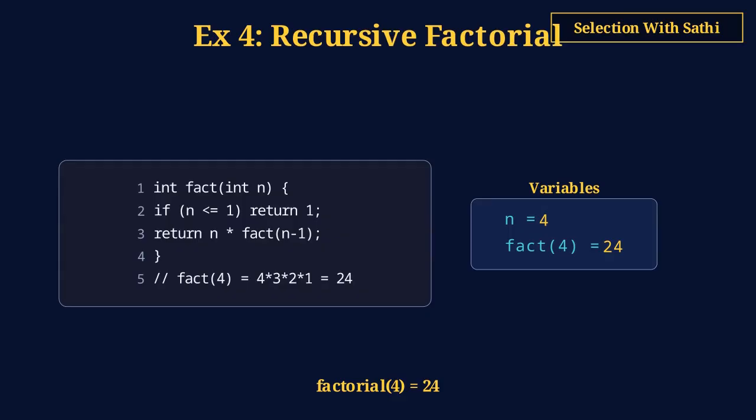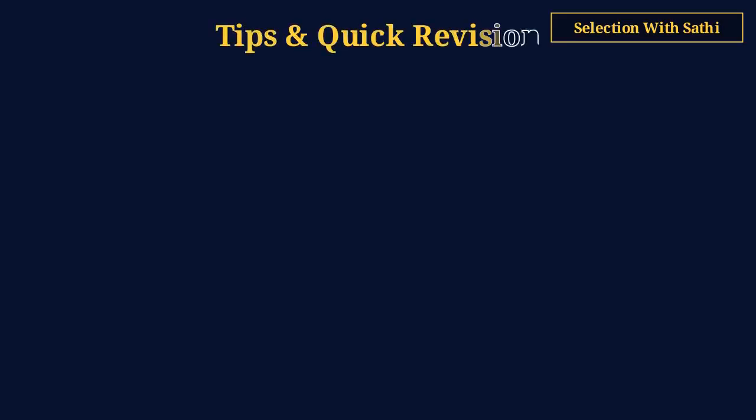Let's trace factorial of 4. 4 times factorial 3, which is 3 times factorial 2, which is 2 times factorial 1. Factorial 1 returns 1. Then 2 times 1 is 2, 3 times 2 is 6, 4 times 6 is 24. The answer is 24. Quick tips.